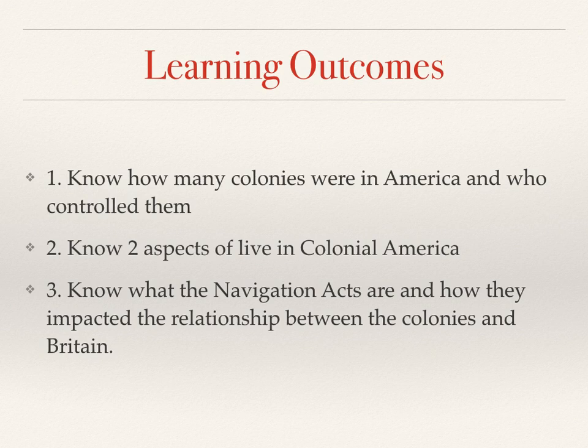So that brings us to the end of our presentation. You guys should now know how many colonies were in America and who controlled them: the 13 colonies controlled by Britain. You guys should know two aspects of life in colonial America. We know it was quite hard when they landed there. Indentured servitude was part of that life. Slavery was part of the makeup of the time as well. Towns were particularly small. They didn't go past the Appalachian Mountains. And a few other aspects that we discussed there. And finally, you guys should know what the Navigation Acts are and how they impacted the relationship between the colonies and Britain. Mainly that the colonists were not happy that the acts were being enforced more tightly.